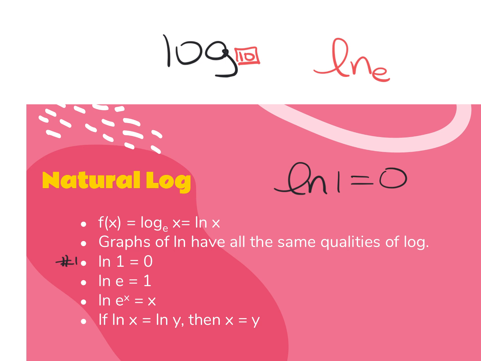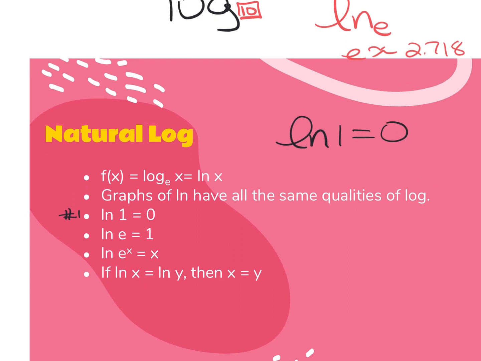Remember, e is an irrational number. It's that crazy long number just like pi. e is equivalent to approximately 2.718, and it keeps on going. So the assumed value of the base of the natural log is e.